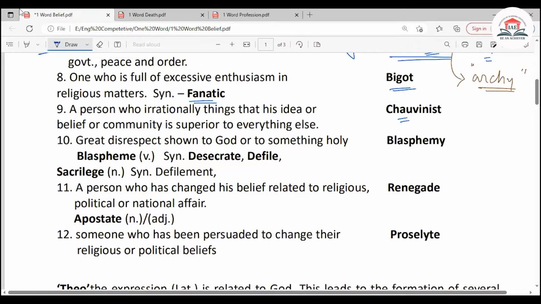This is very ridiculous, and this is also a kind of megalomania, right? Now we got the word chauvinism. So are you with me? Do you understand what is chauvinism?